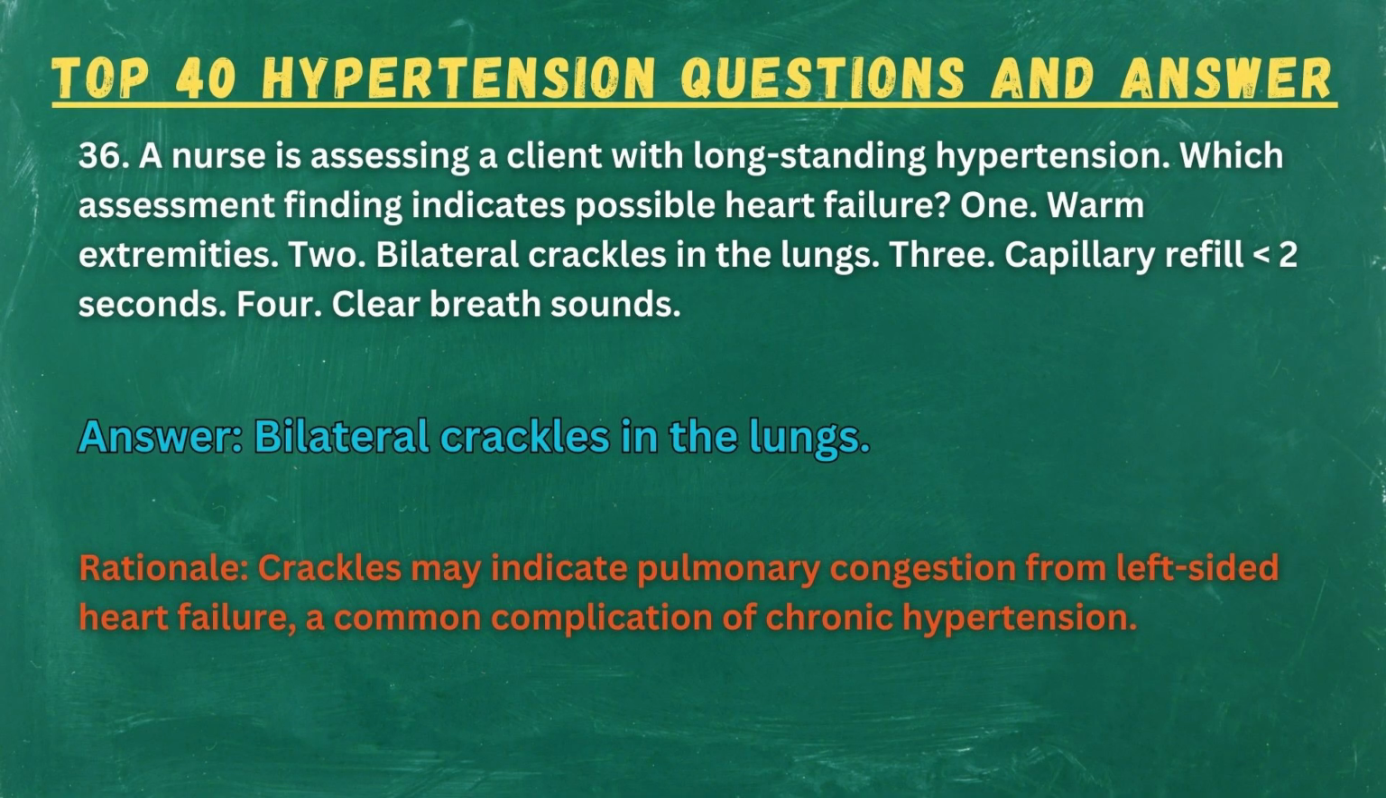36. A nurse is assessing a client with long-standing hypertension. Which assessment finding indicates possible heart failure? 1. Warm extremities. 2. Bilateral crackles in the lungs. 3. Capillary refill less than 2 seconds. 4. Clear breath sounds. Answer: Bilateral crackles in the lungs. Rationale: Crackles may indicate pulmonary congestion from left-sided heart failure, a common complication of chronic hypertension.